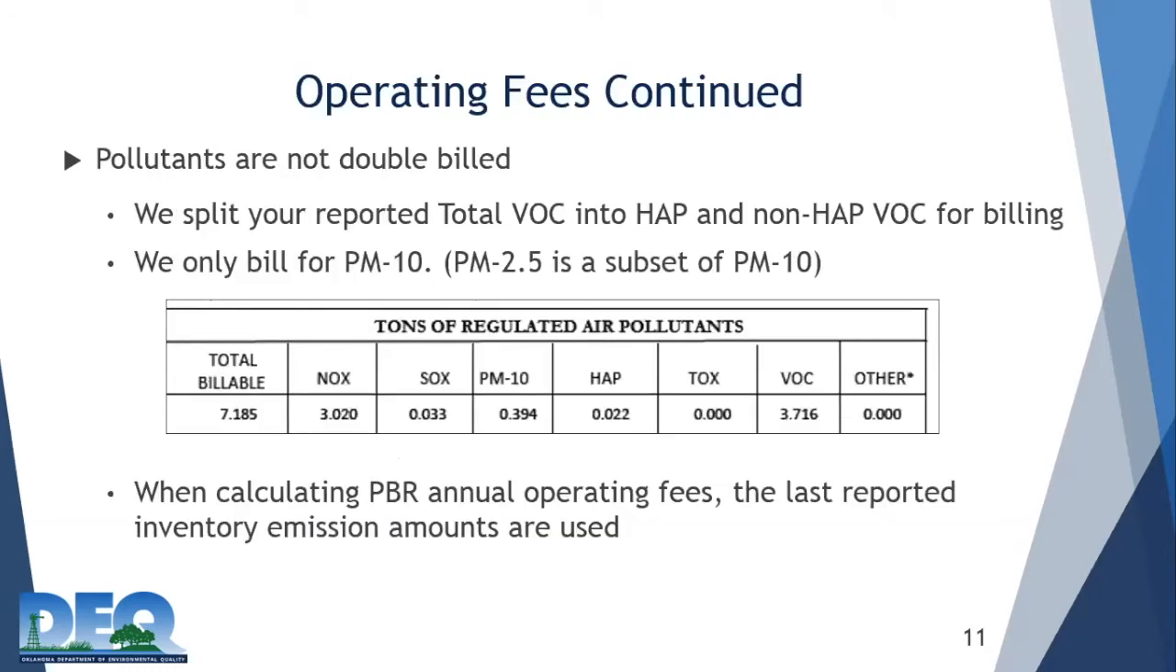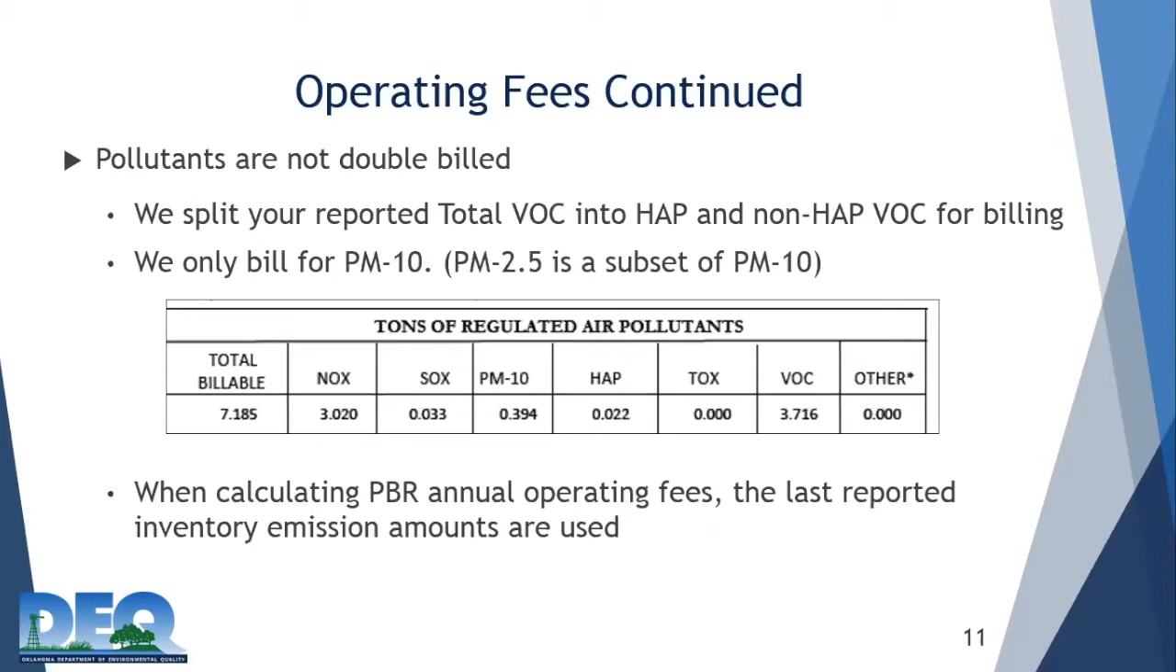We do not double bill on pollutants. Sometimes we get questions on this, so I just want to make sure everyone understands. You would be submitting your total VOC, but we will strip out the hazardous air pollutants from that so that we can bill for the HAPs and then bill the rest of the VOC amount.